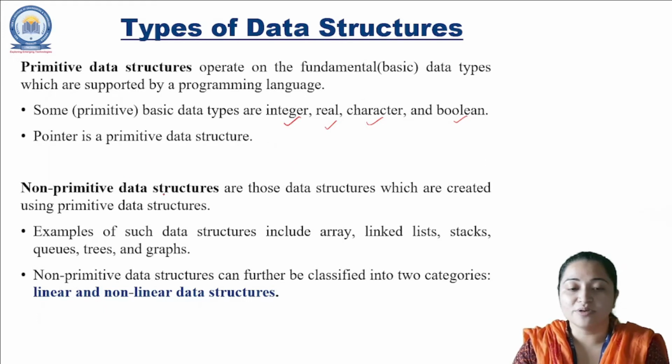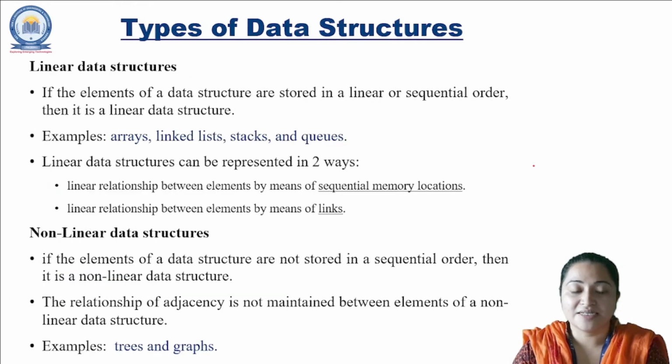Now, non-primitive data structures are those data structures which are created using primitive data structures. For example, array, linked list, stack, queues, trees and graphs. Non-primitive data structures can further be classified into two categories, which is linear and non-linear data structures. Let us see linear data structures and non-linear data structures. What is the difference between these two?